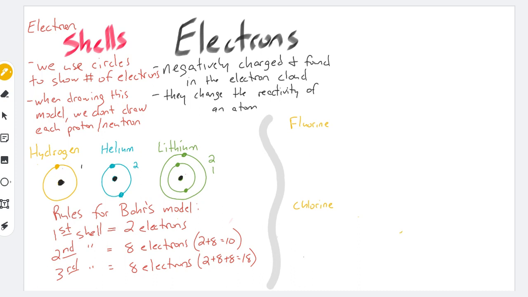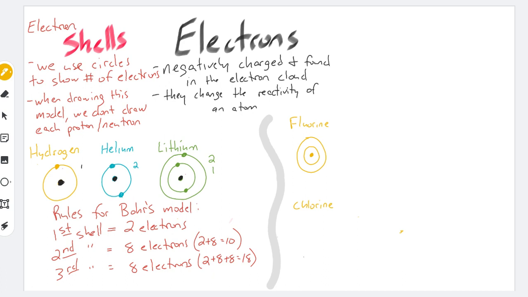We're going to draw the nucleus, and then we're going to draw a shell. And this one's going to have 2 shells. I already know ahead of time this one's going to have 2 shells. So fluorine, its atomic number is 9. So because it has 9 protons, I know that it's also going to have 9 electrons because it's a balanced atom.